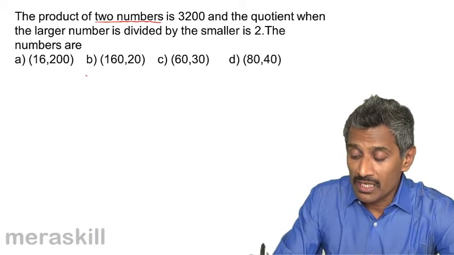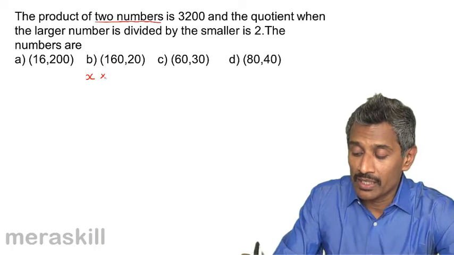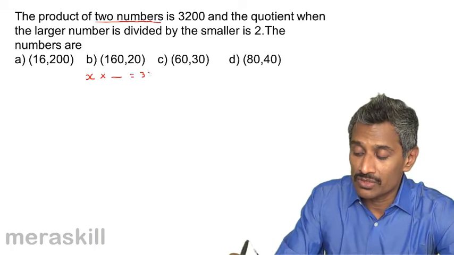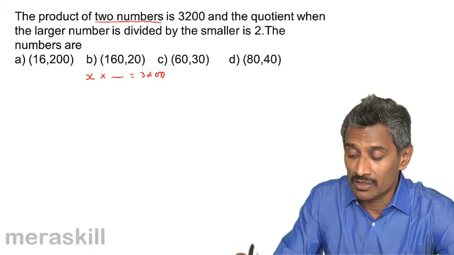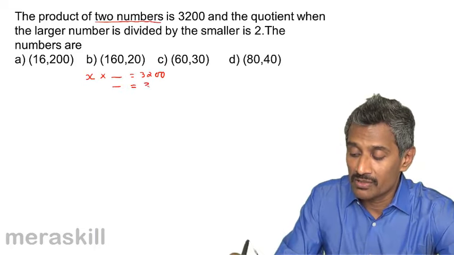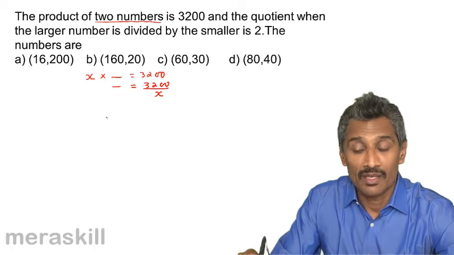Now it is told that x into another number is 3200. So if you take one number as x, the other number is going to be 3200 upon x.